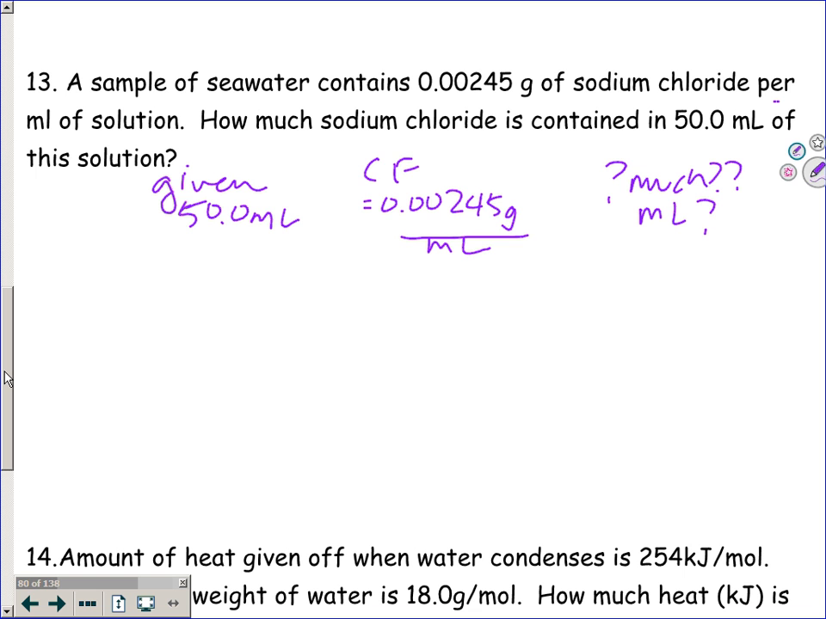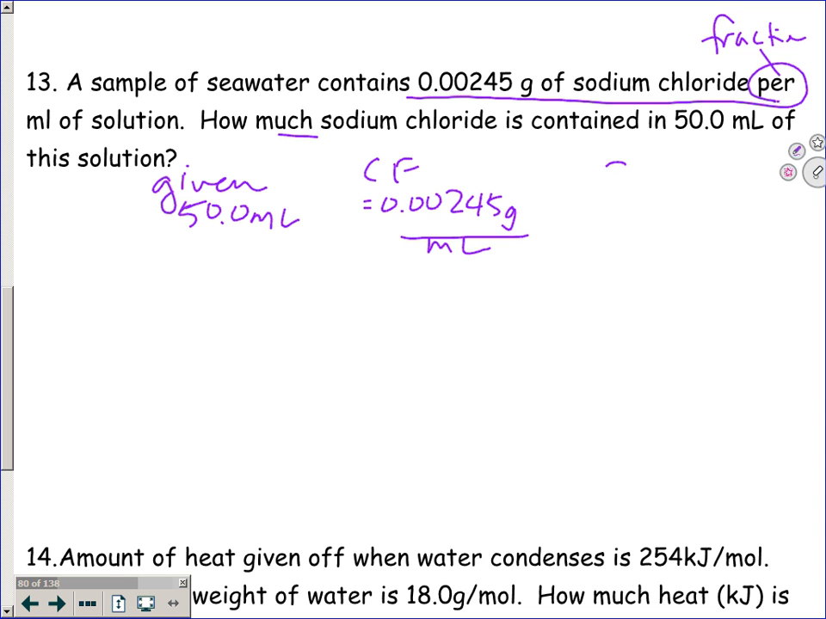All right, so back over here. Notice when it doesn't give it to you as a fraction, you can still read it and go, oh, per, that means fraction, that means like a fraction bar, per milliliter solution. So that's actually the conversion factor. And then when it says how much of the solution, well, that unit is not always really clear. So sometimes it's mass and sometimes it's volume. This time it's asking for mass. Much does usually mean mass. Okay, so we're looking for grams here, given the fact that we are already given that in milliliters.